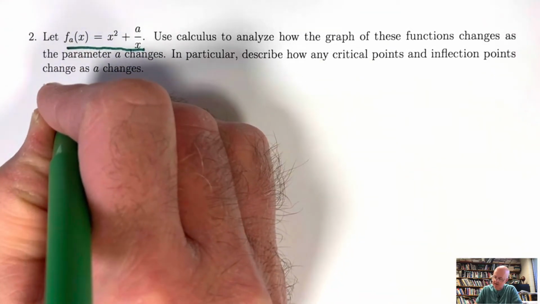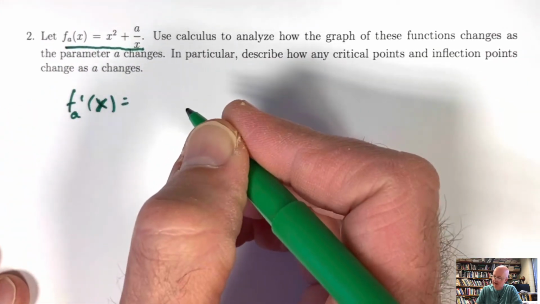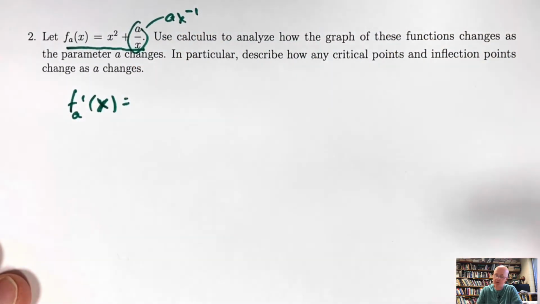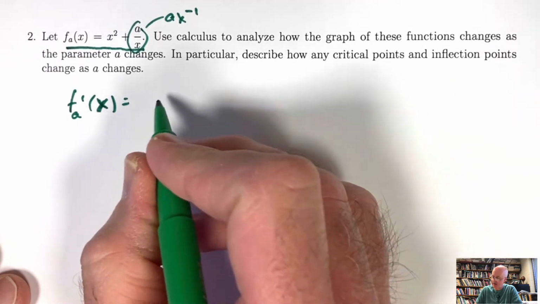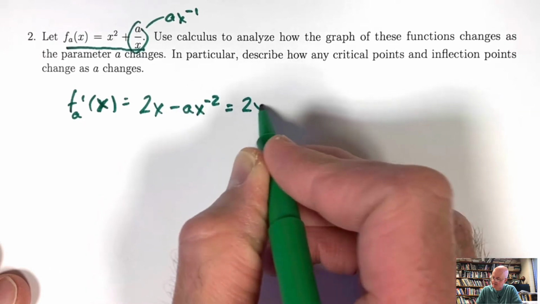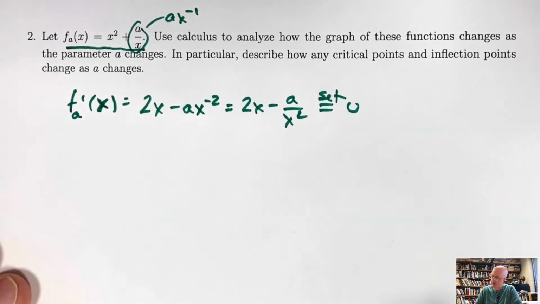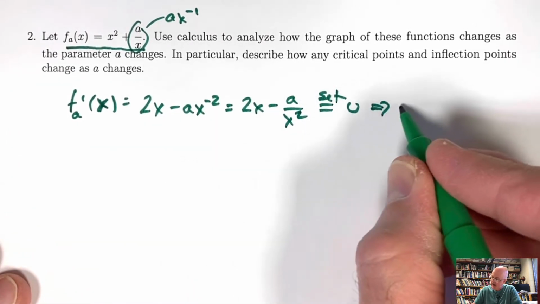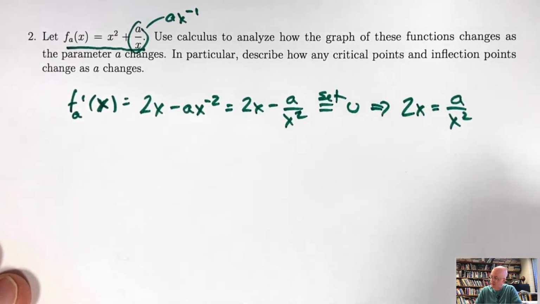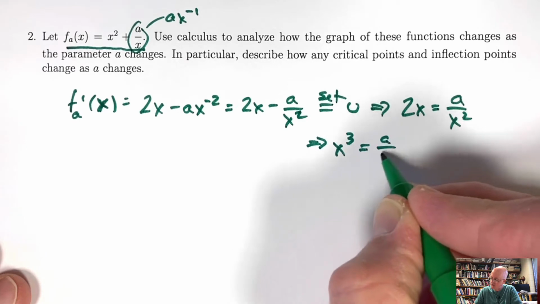So once again, we take the derivative, f sub a prime of x, with respect to x, treating a as a constant. Realize a over x is the same as a times x to the negative 1, so we can avoid the quotient rule if we want. When we differentiate this, we get 2x minus a x to the negative 2, which is the same as 2x minus a over x squared. We're looking for critical points, so we set this equal to 0 and solve for x. We add a over x squared to both sides, then multiply both sides by x squared and divide both sides by 2 to get x cubed is a over 2.